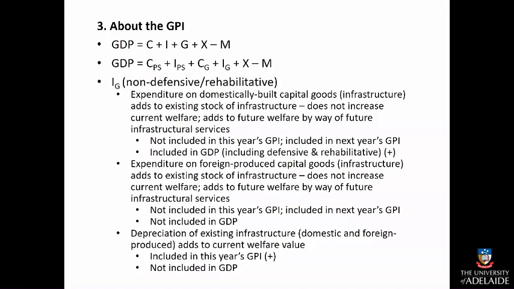Expenditure on foreign-produced capital goods, infrastructure, again adds to the existing stock of infrastructure, does not increase current welfare, but again adds to future welfare by way of future infrastructural services. So it's not included in this year's GPI, included in next year's GPI, so much the same as this one here. The difference being, of course, this is included in GDP because it was domestically produced, and this being foreign produced, it's not included in GDP.